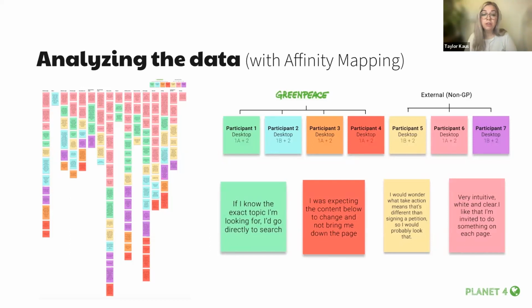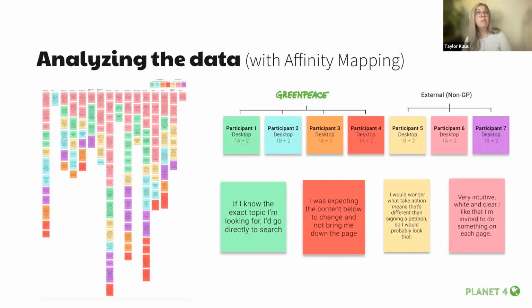So we use something called affinity mapping. Affinity mapping is a technique used to organize and categorize data by grouping related items together to reveal patterns and insights. So essentially what we did is we had the full script from all of the different usability tests that we had done. And we grouped them by color. So each participant was linked to a color. This is one of the several tests that we did. And then we started grouping them into areas that made sense. And this can go through several iterations as well.